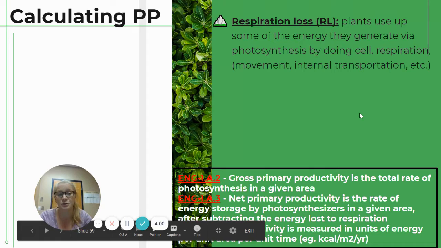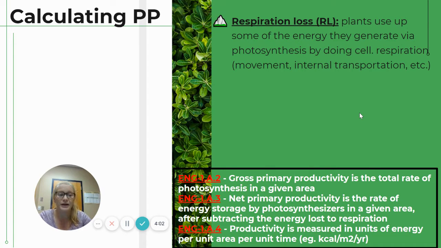So respiration loss, or RL, is plants use up some of the energy that they generate via photosynthesis by doing cellular respiration. So on, what day is it?